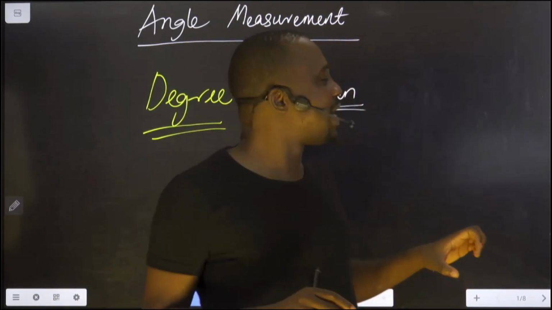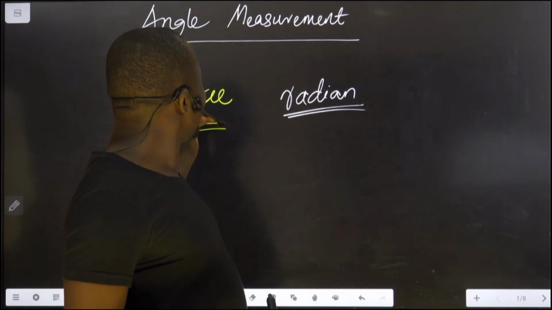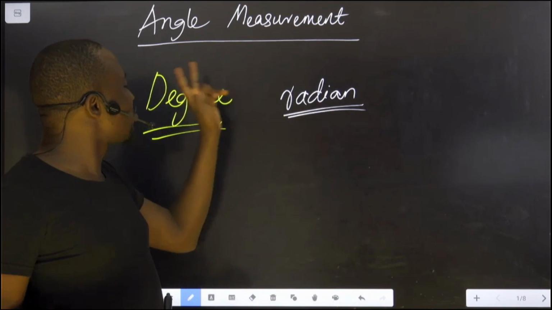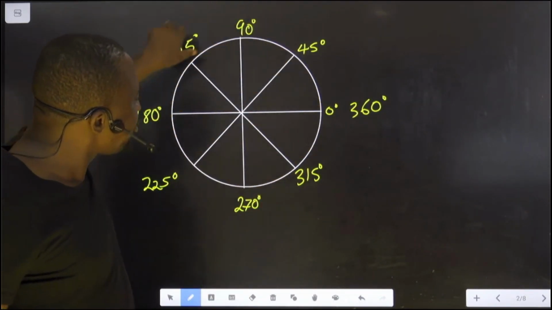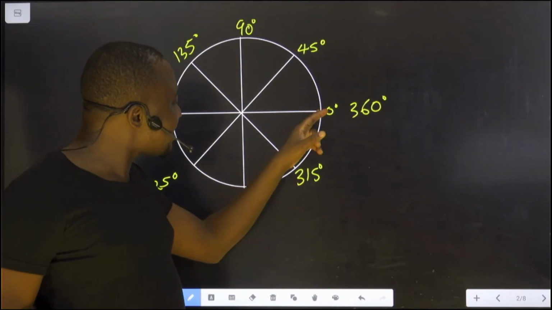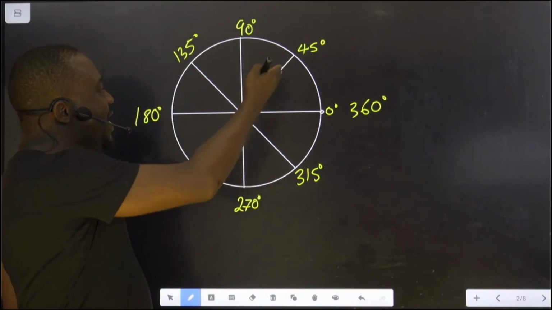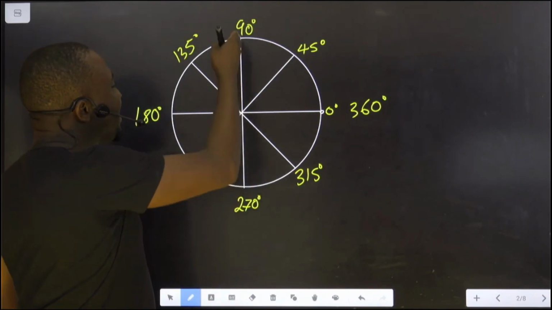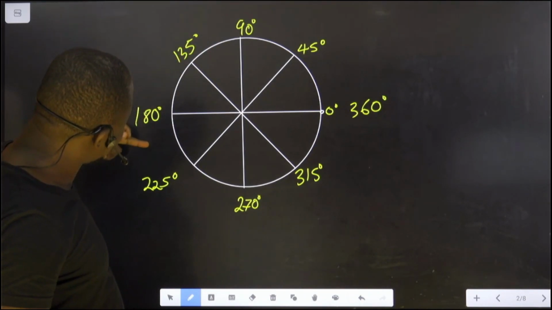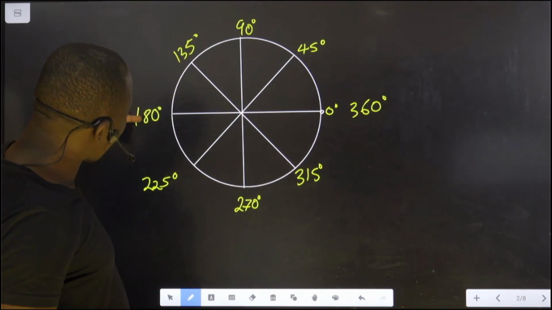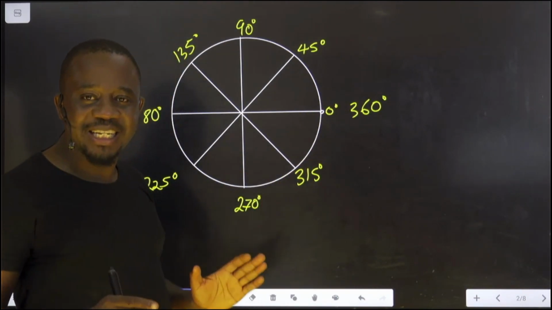We're going to look at angles in degrees and angles in radians, and how to convert from degrees to radians and from radians to degrees. Look at this. This is a full cycle, a full rotation. This first point is 0 degrees. This is 45 degrees. This is 90 degrees. This is 135 degrees. As you go down, this is 180 degrees, 225 degrees, 270 degrees, back to 360 degrees.